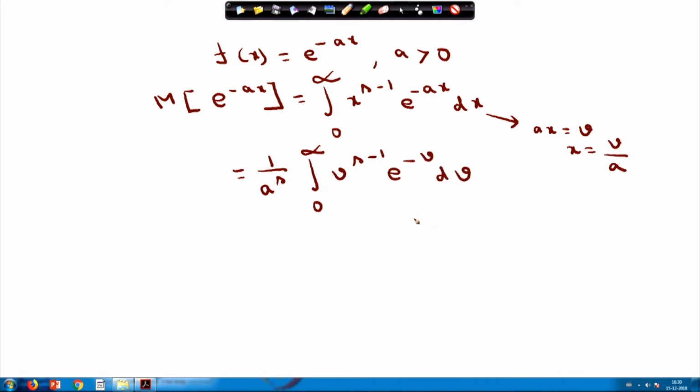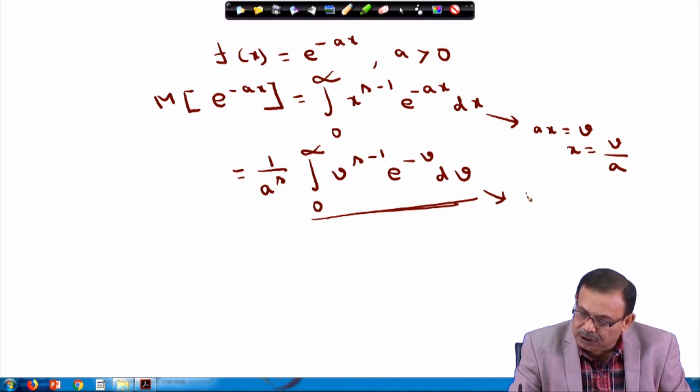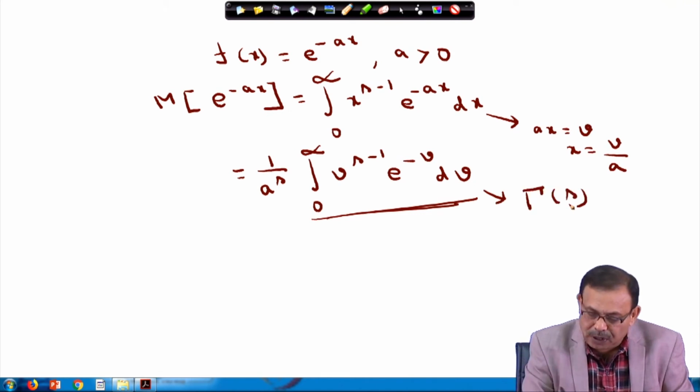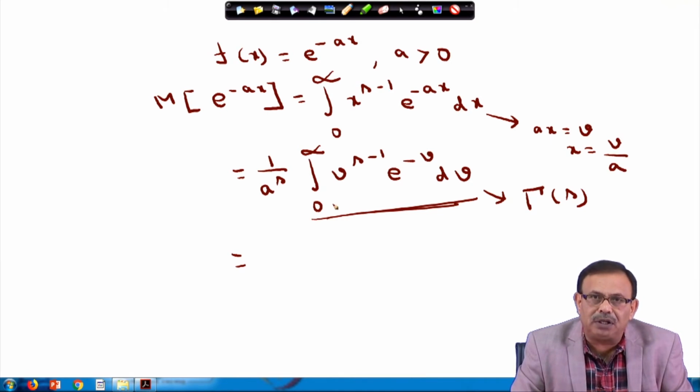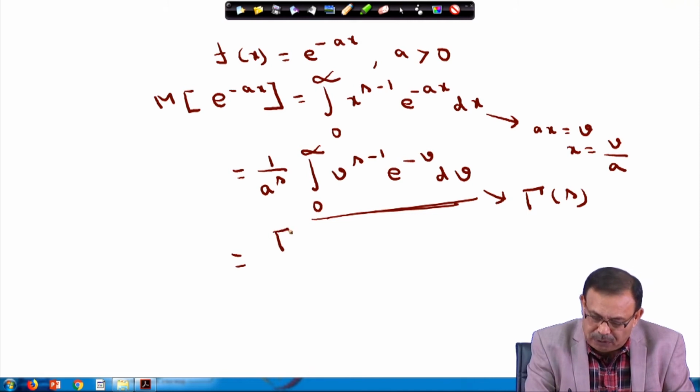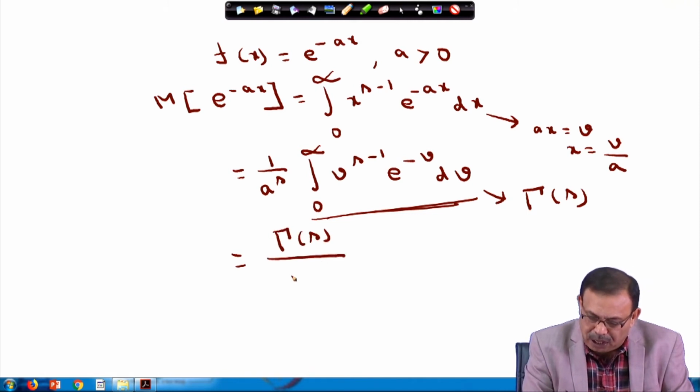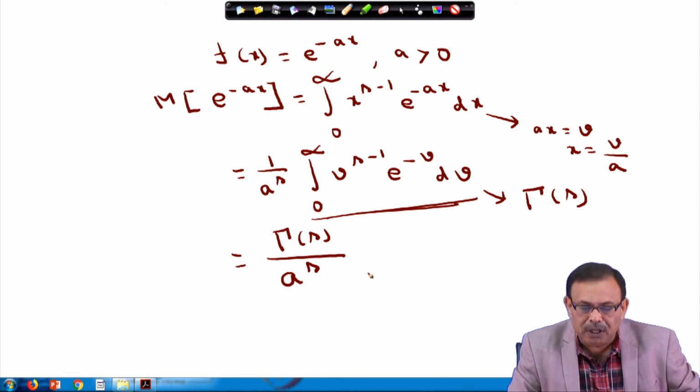And if you see the integral from 0 to infinity of v to the power s minus 1 e to the power minus v dv, this particular integral is well known and its value is nothing but gamma s. I am not going into it again. If I evaluate this integral, I will obtain gamma s, so I will obtain the result as gamma s by a to the power s.